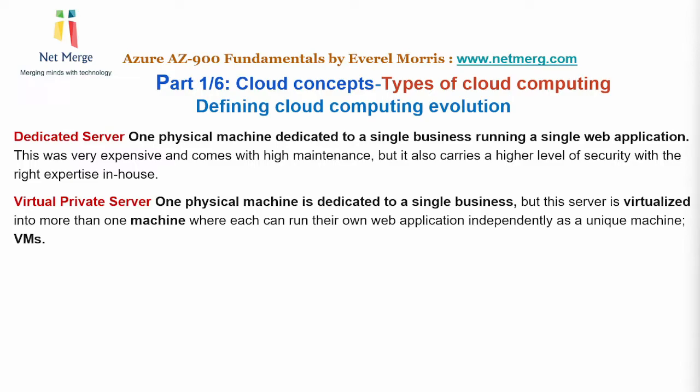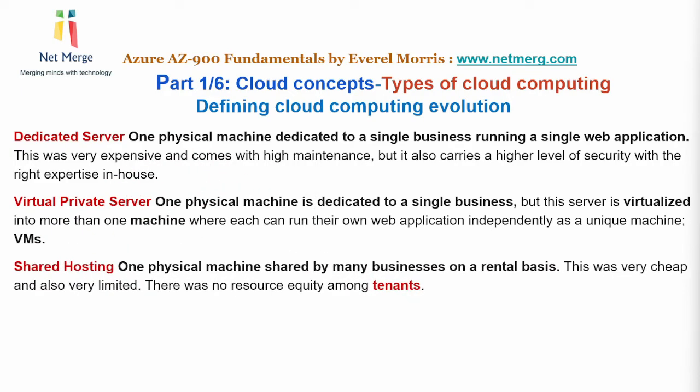I'll explain that later. Now, the virtual private server is still one physical machine dedicated to a single business, but this server is virtualized. We talk about hypervisors. If you're coming from a Windows networking background and you have experience with that, that's what we're talking about, hypervisors: the ability to create multiple virtual machines, virtual computers, on a single server. Before, one machine was running a web application independently, but now you have unique virtual machines that could run different applications. That was the next step up.